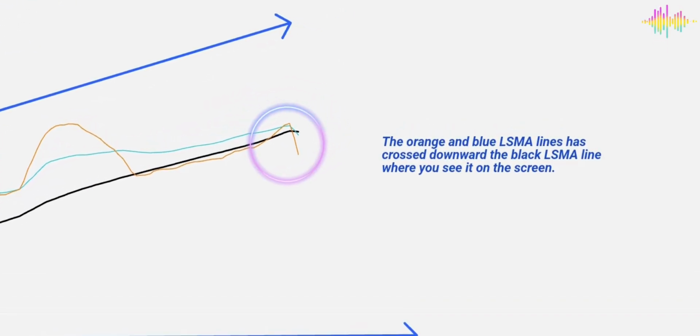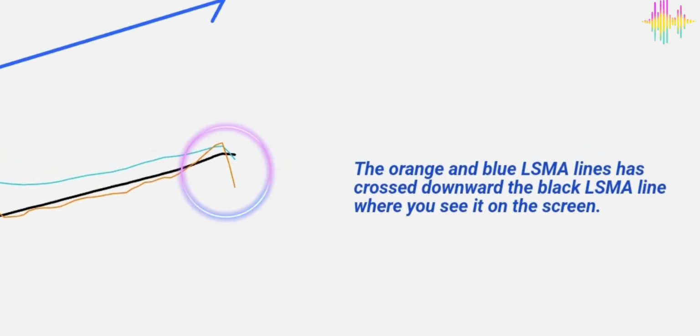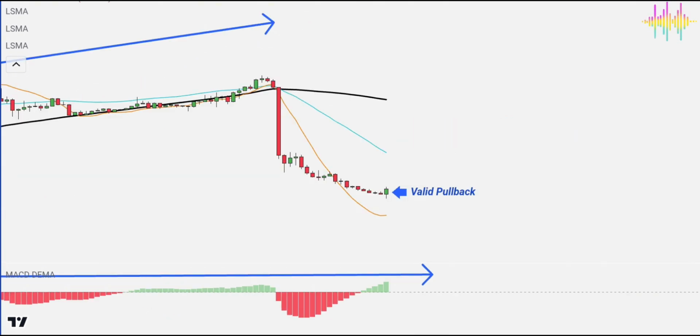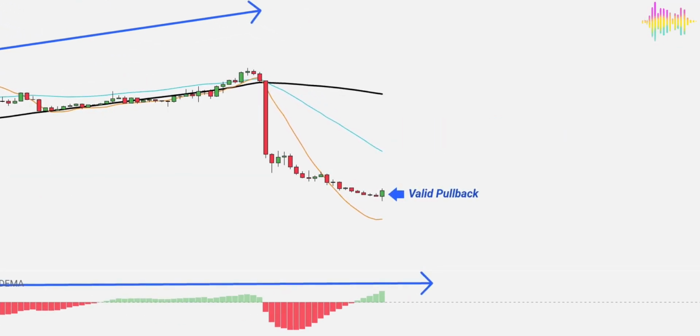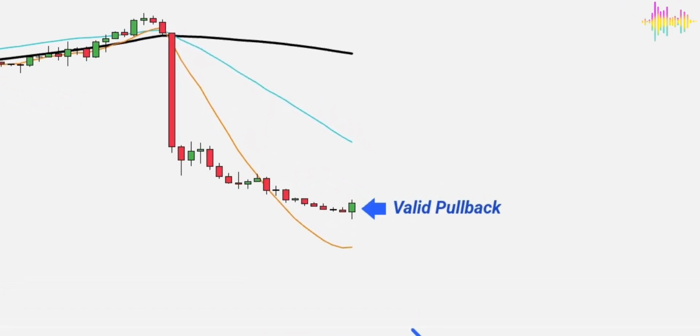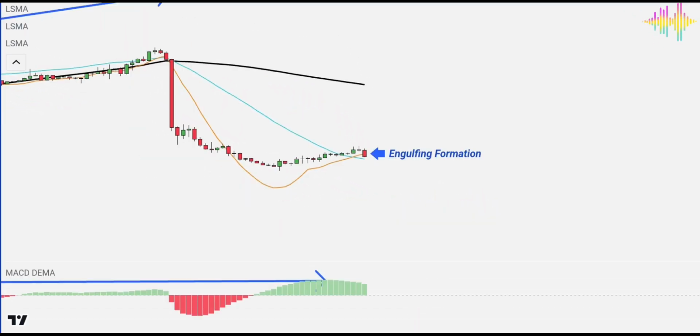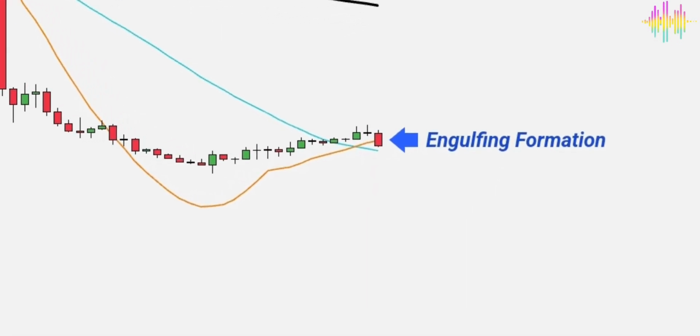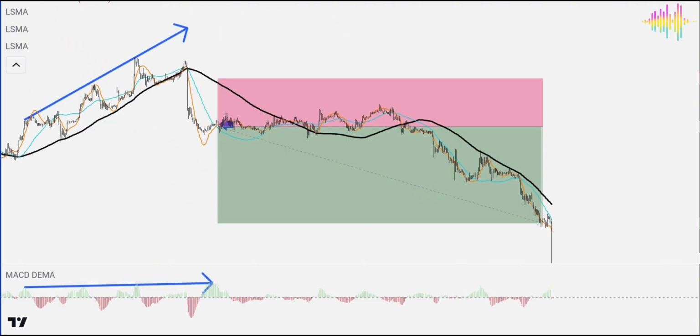We can see that both the orange and blue moving average lines have crossed below the black moving average line. And here, we observe a valid retracement movement. Here, with the formation of a bearish engulfing candlestick pattern, the conditions for entering the trade have been met. Even though the duration of the trade extended, we still reached the target.